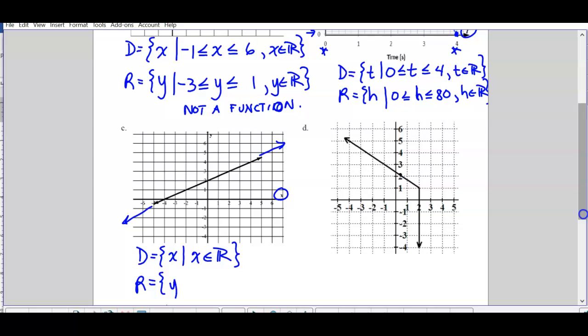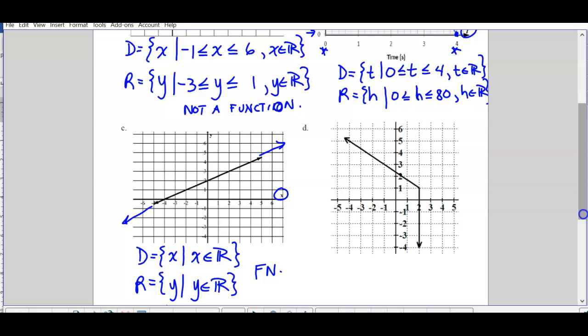Range is y, and same thing, the arrows are going down and up, so y is an element of the set of real numbers, okay, and that's a function. And we'll do a whole unit on linear functions, and they'll all be similar to that, all real numbers, okay, unless it's a vertical or horizontal line. Next one is actually what we call a piecewise function. It's sort of 2 lines, 2 linear functions joined up.